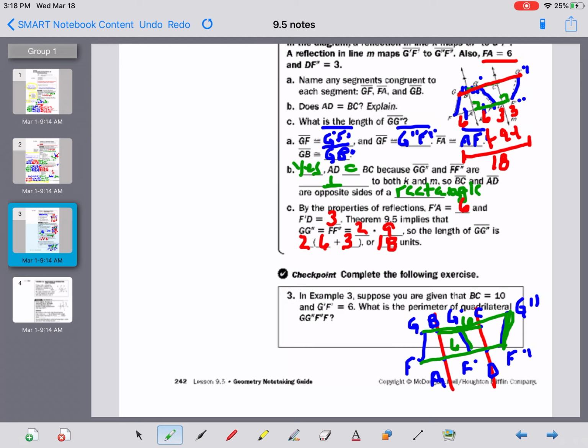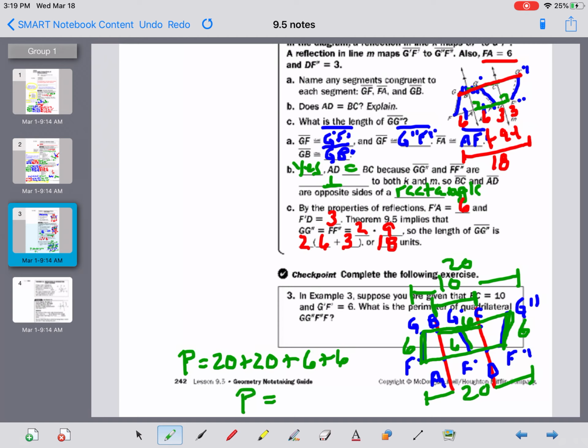All right, so things to think about. G prime to F prime is 6. That means GF is also 6, and G double prime to F double prime is also 6. We know B to C here is 10, and that's between the two parallel lines, so we have that rule that from G then to G double prime should be twice that. So that'll give us a 20 there, which gives us a 20 here. So when I go to find the perimeter, I have two sides of 20. I have two sides of 6. So altogether, my perimeter for this figure should be 52.